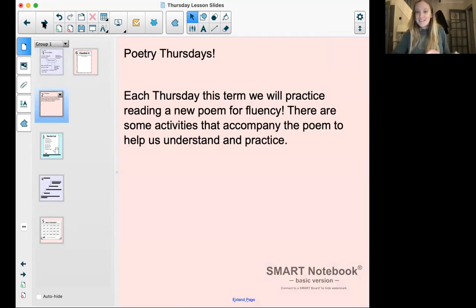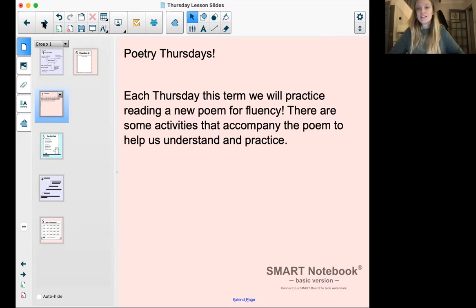So this term, I'm super excited. We're going to have our application lessons, but we're going to have them as Poetry Thursday. So each Thursday this term, and luckily most of this term you'll be doing back in the classroom with me, each Thursday we will practice reading a new poem for our fluency. So we got a little bit of introduction to poetry last term with our writing, but we're going to be doing lots of reading of poems this term as well.